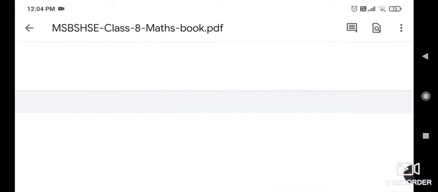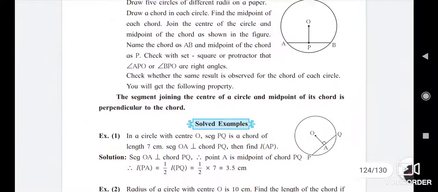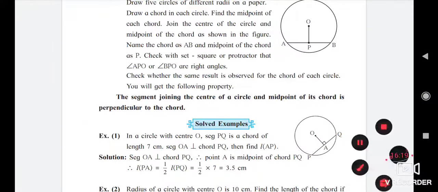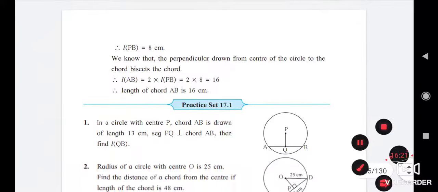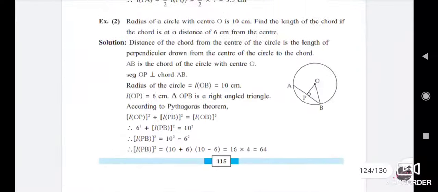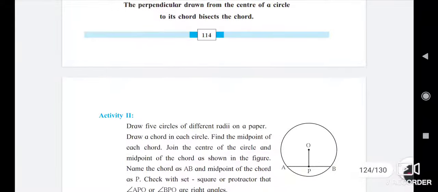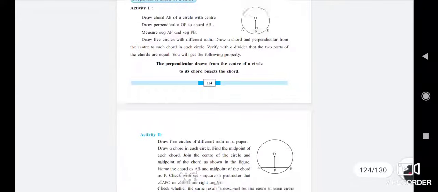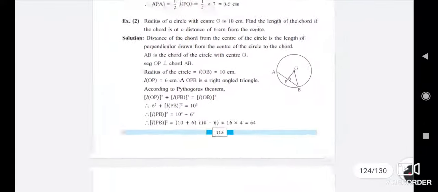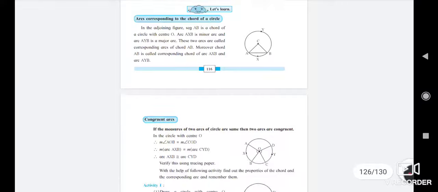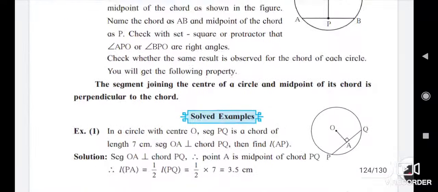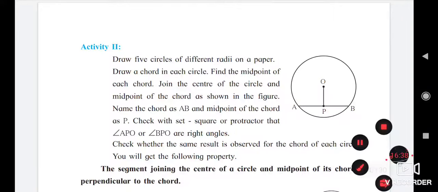So this is the second activity. Here some solved examples are given to us. Today you have to complete these two properties in your book, and then we will see the next solved questions in our next lecture. So today we are going to stop here with these activities, and the next part we will see in our next lecture.